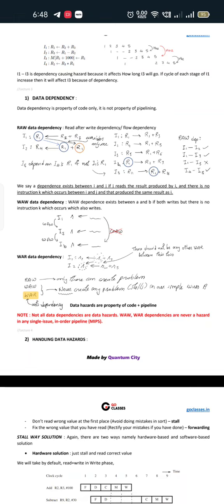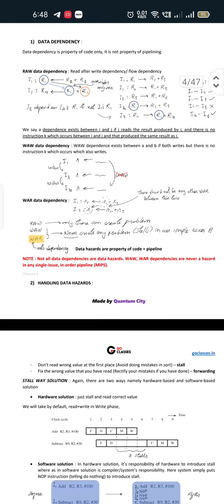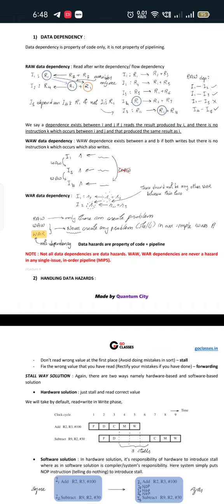WAW data dependency, where a dependency exists between A and B if both write, but there is no instruction K which occurs between them which also writes. WAW: I1 to I5 yes, I5 to I10 and so on. WAR data dependency: I1 is R2 = R1 + R3, I2 is R1 = R4 + R5.